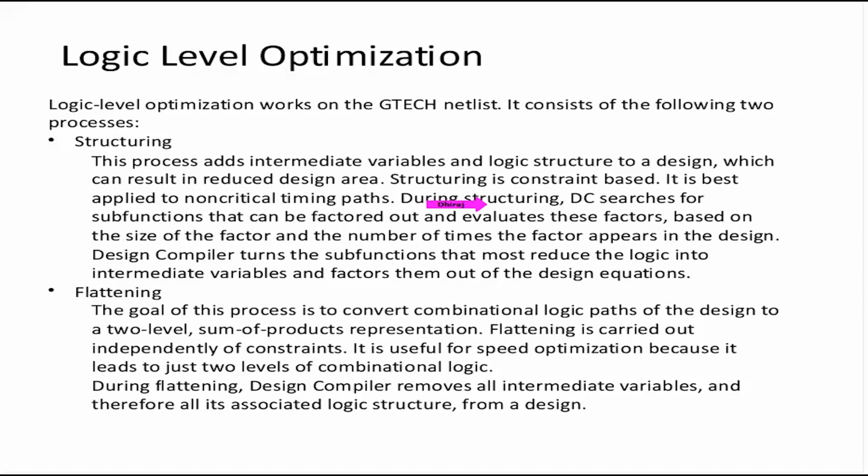So during this process, DC will search for sub-functions that can be factored out. It will evaluate those factors based on the size of the factor and the number of times the factor appears. So it will factor out the expressions. It will also see whether these factors can be reused. So DC will turn the sub-functions that most reduce the logic into intermediate variables, and it will factor them out. Although the language here is a bit complex, the process is exactly the same as the one you use to reduce expressions using Boolean arithmetic on paper.